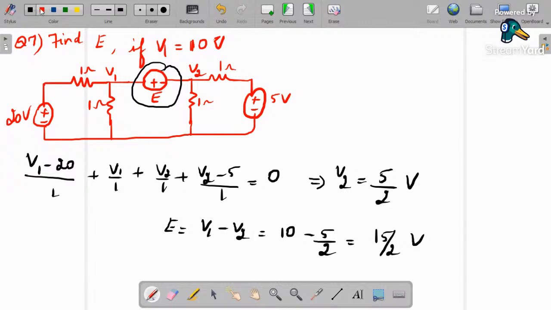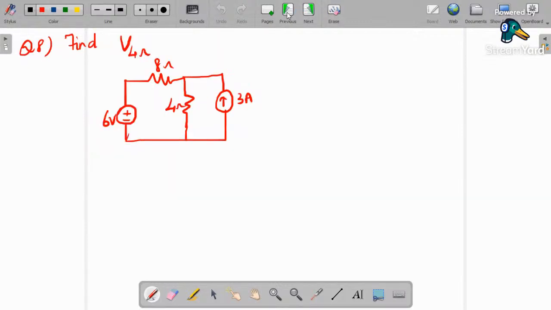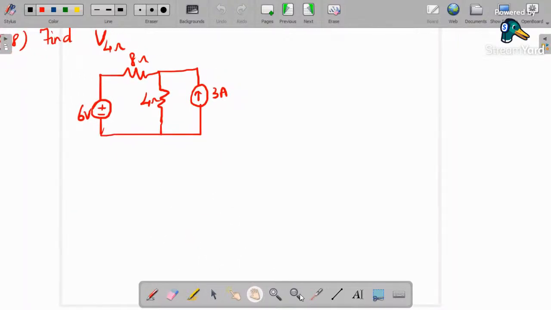Question number 8. Find the voltage across this 4 ohm resistor. Yes, so we have two sources here, right? So I'm using the superposition theorem to solve. Okay, there are two sources, so let me use the superposition theorem.